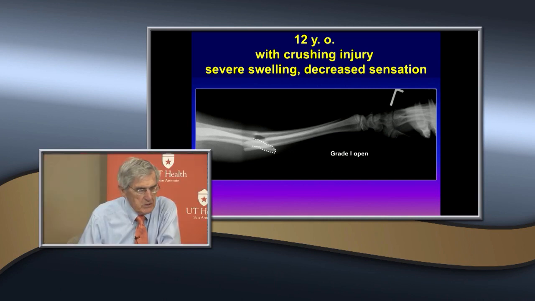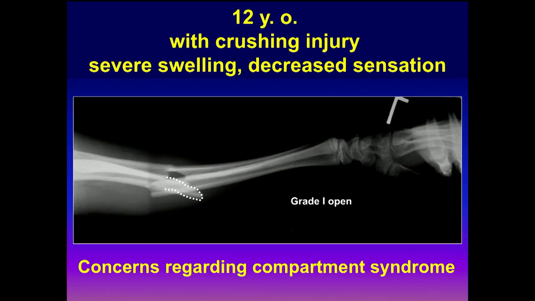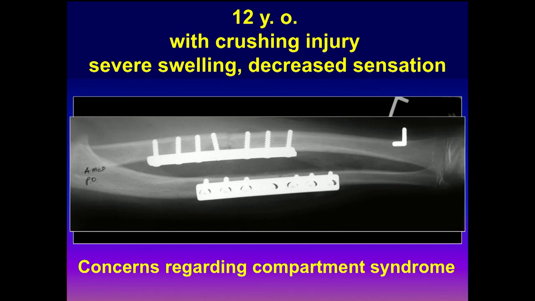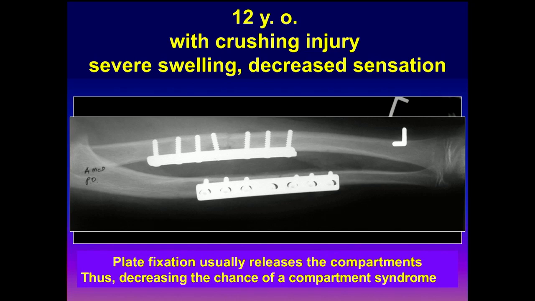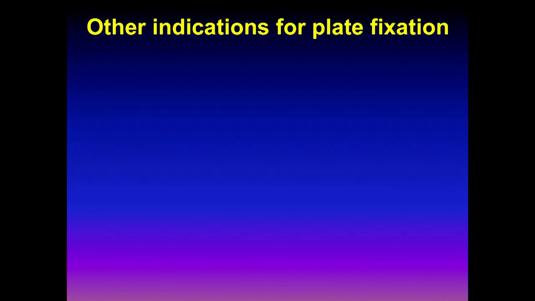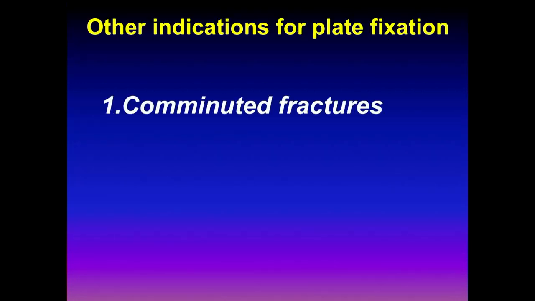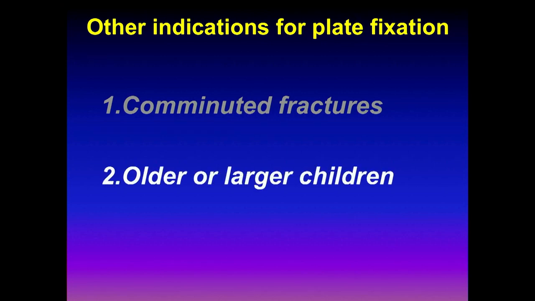The decreased sensation was actually due to what was thought to be an impending compartment syndrome. So they had concerns there, and so we used plates, because when you do plates, you do a fasciotomy, essentially. Plate fixation releases the compartments, which decreases the chance of a compartment syndrome. Plus, you don't have to put them in any kind of real immobilization. The plates are usually stable enough. There are other indications, certainly if it's comminuted, or it's an older and larger child.